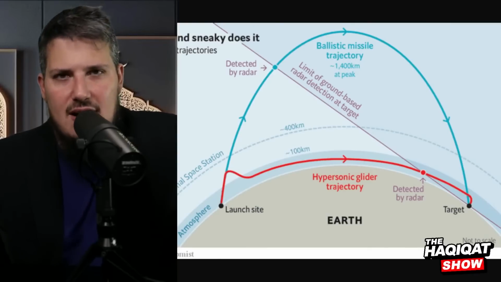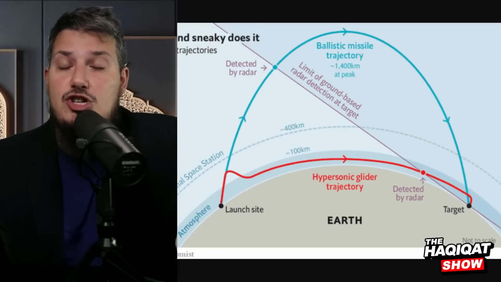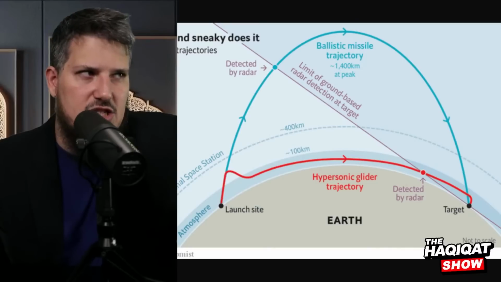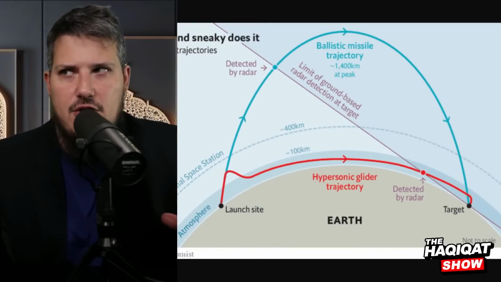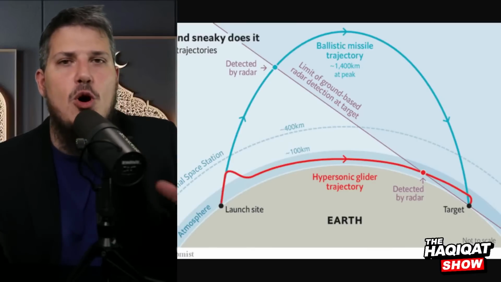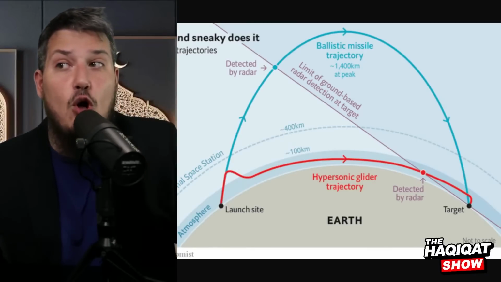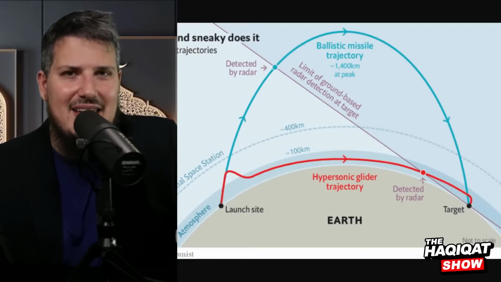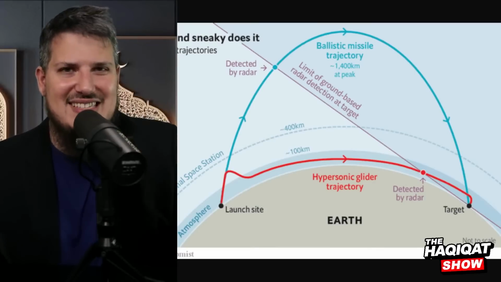Now, the hypersonic missiles that have been developed by China, by Russia, and now Iran, they are this red trajectory. They are flying much closer to the Earth, and they are much more maneuverable. They can be maneuvered well after the launch phase, and so they are much more tricky to predict where they're actually going to hit. Are you starting to see now?